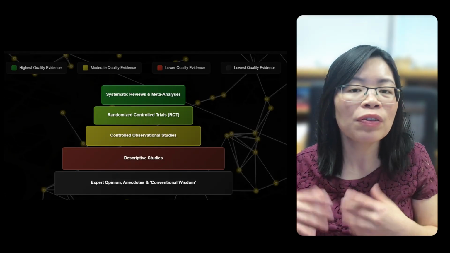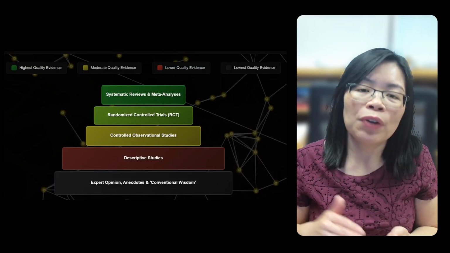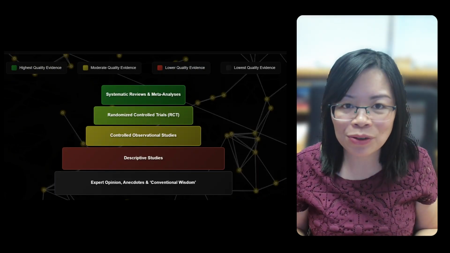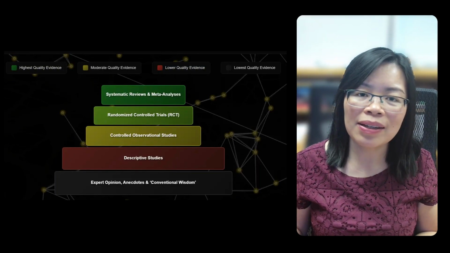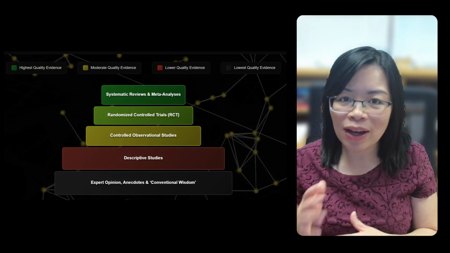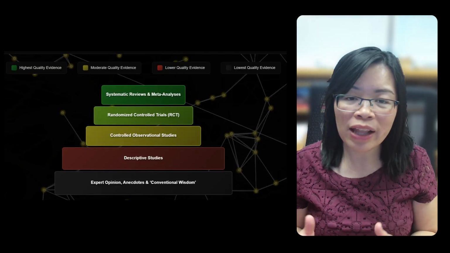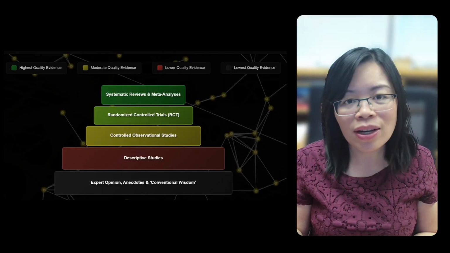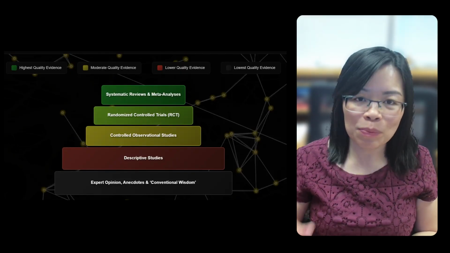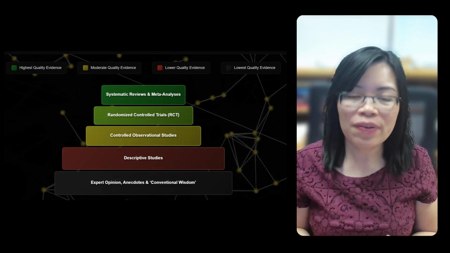Different questions may flip the script. If your question is explanatory, for example, what is happening in this organization, a qualitative study may be more appropriate evidence than the RCT. So the hierarchy of evidence itself should not be followed blindly. It is a tool, not a doctrine. But as a starting point, understanding this pyramid helps you quickly evaluate the strengths of evidence.